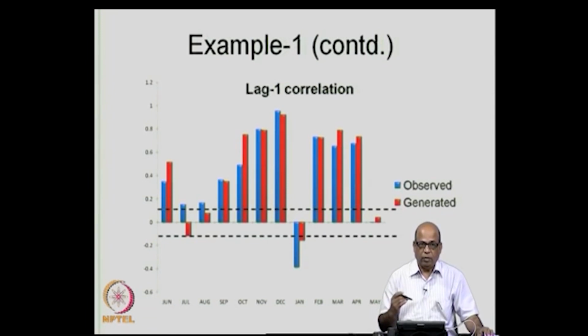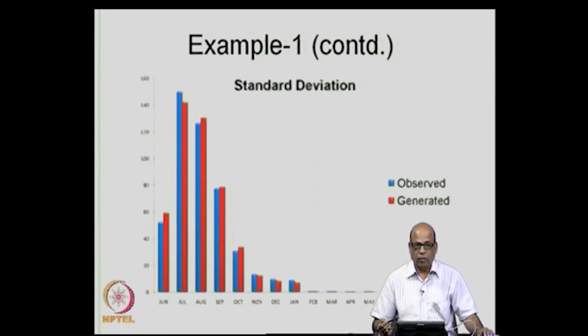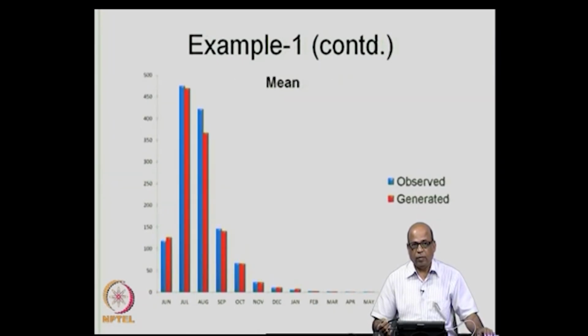But if they are statistically significant lag 1 correlations, and they show different signs, then you should be concerned about the generated data. This is the significance band here. So, this is slightly above the significance band, whereas this is within the insignificance band. So, there is a cause for concern here that the model is not really performing well in terms of lag 1 correlations, whereas in terms of the mean and the standard deviation, the model is fairly acceptable.